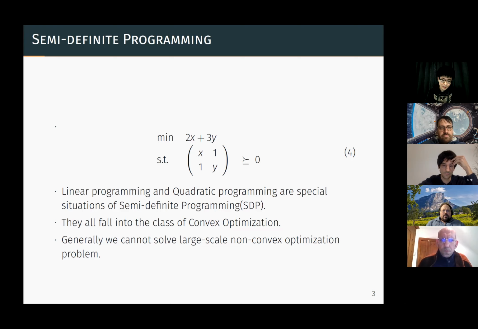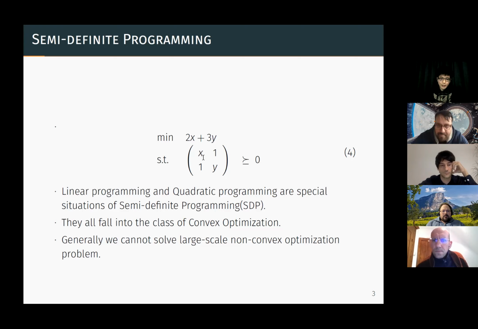Sorry, what does that constraint mean? A matrix is bigger than a number? This constraint means this matrix is positive semi-definite. All its eigenvalues are larger than or equal to 0. Is it clear? Yes, thanks.